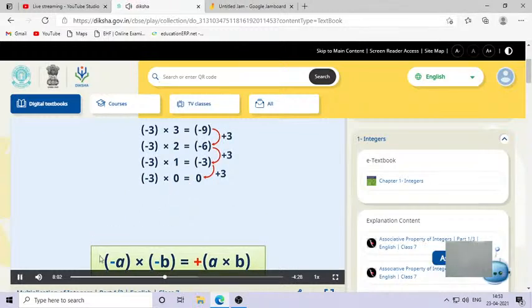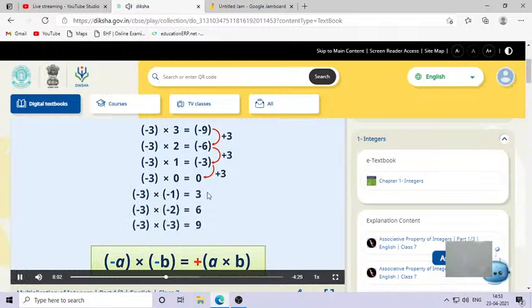Similarly, by adding 3 each time. What is happening here? Why are we adding 3? Because you can see that we are decreasing the negative. Here we are decreasing the negative, so we count plus 3 every time: minus 9 plus 3, minus 6 plus 3, minus 3 plus 3, 0.